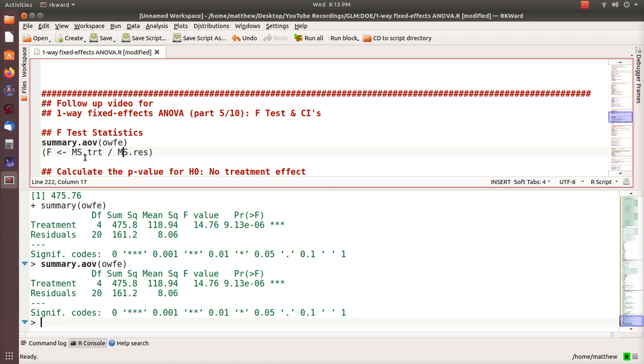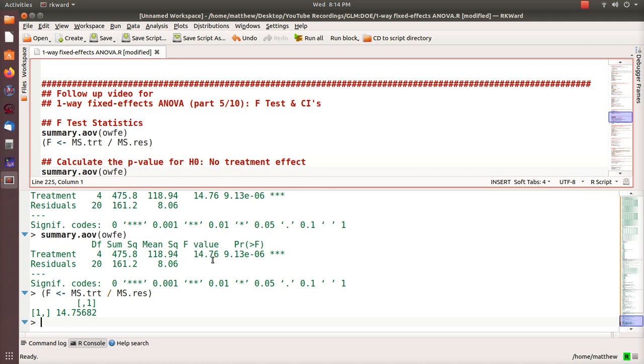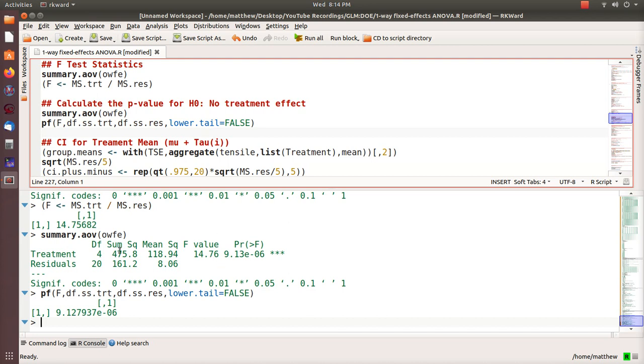We're just going to re-illustrate that the F-test is actually the mean squared for treatment divided by the mean squared residual, or mean squared error, and we get this F value of 1475.6, which is this value. Now the p-value: we take that F value and look at the area in the tail based upon it, and we do that with this pf function, and notice that these p-values are the same, as they should be. So that's how they calculate that from scratch.